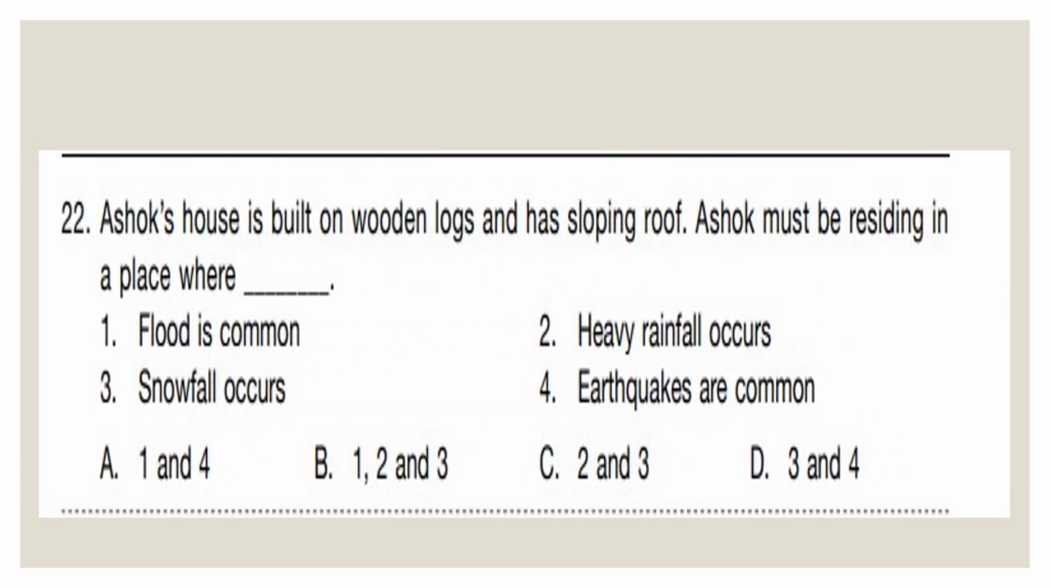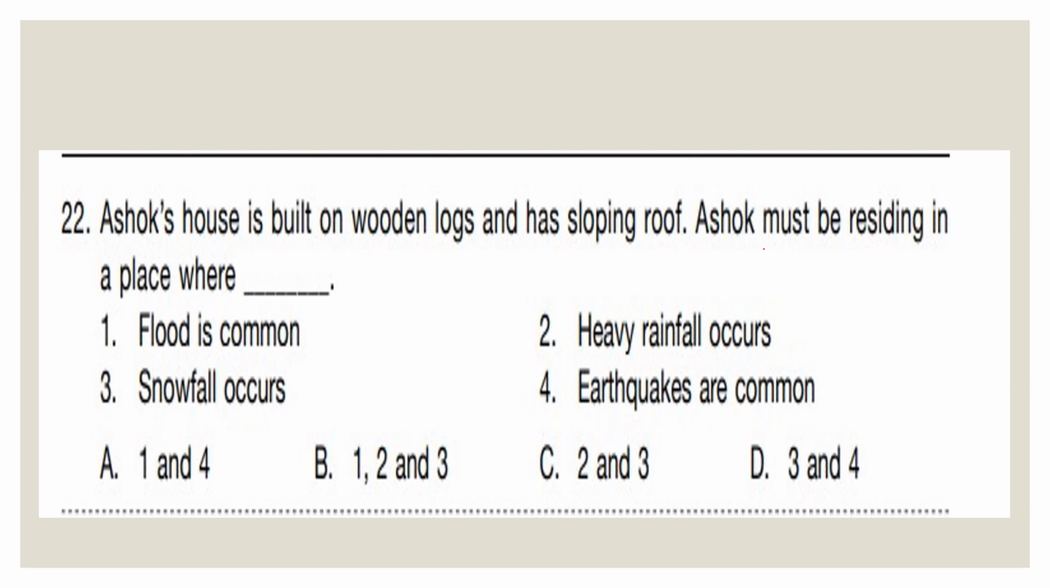Question number 22. Ashok's house is built on wooden logs and has a sloping roof. Ashok must be residing in a place where 1. Flood is common. 2. Heavy rainfall occurs. 3. Snowfall occurs. 4. Earthquakes are common.